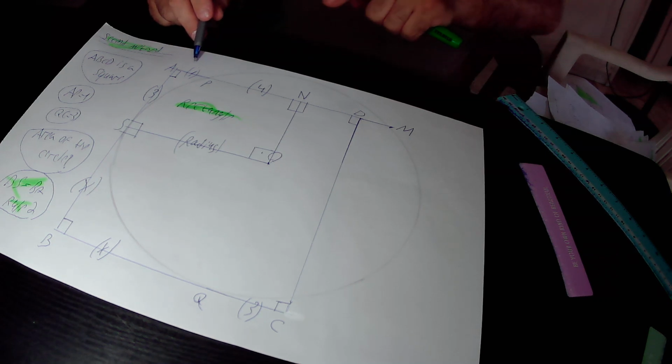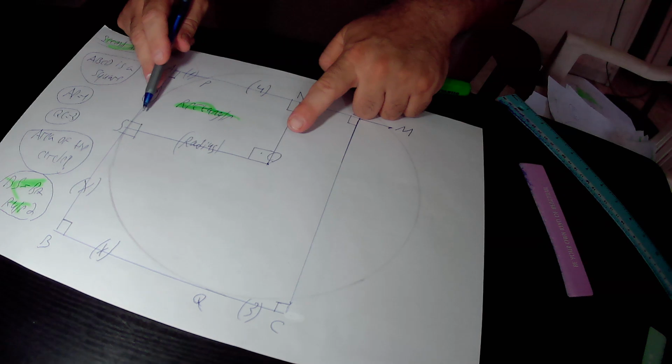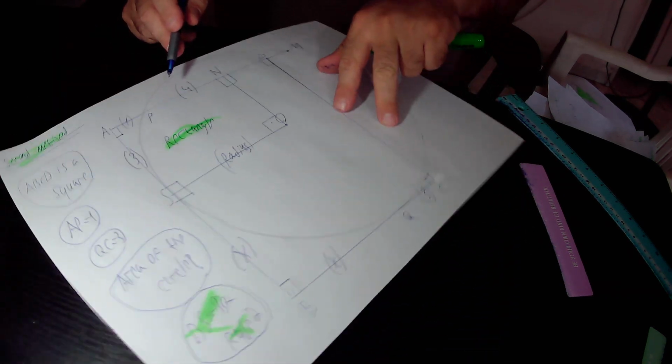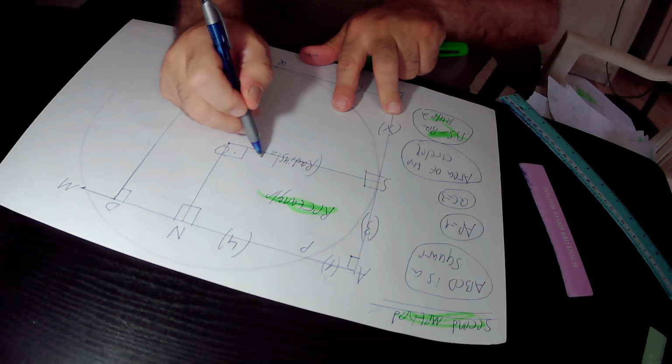But AN is 1 plus 4, that is 5. Therefore OS must also be equal to 5 units in its length. But OS is the radius of the circle, and therefore the radius of this circle equals 5 units in its length.